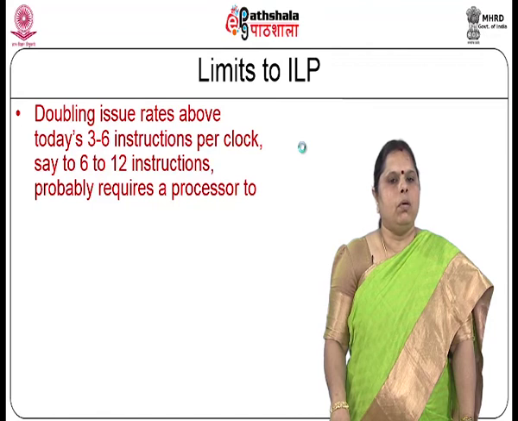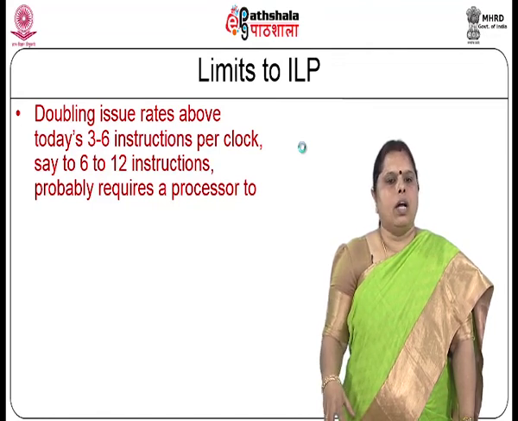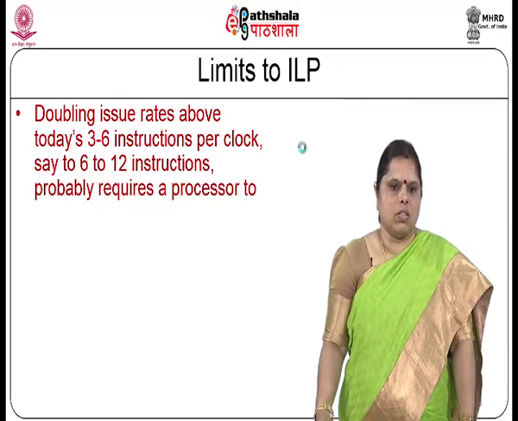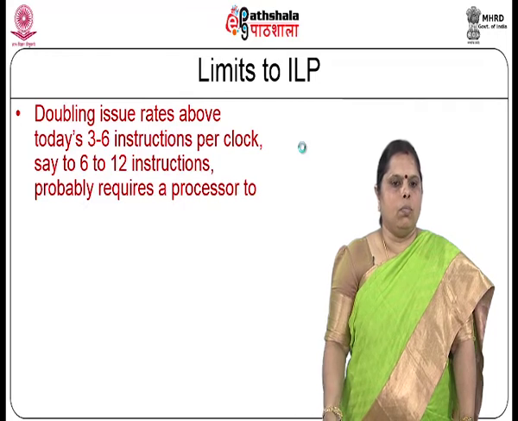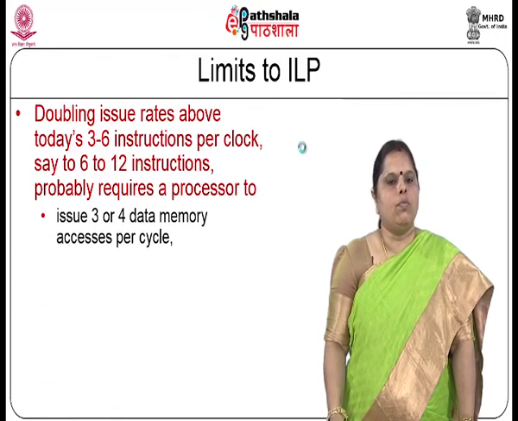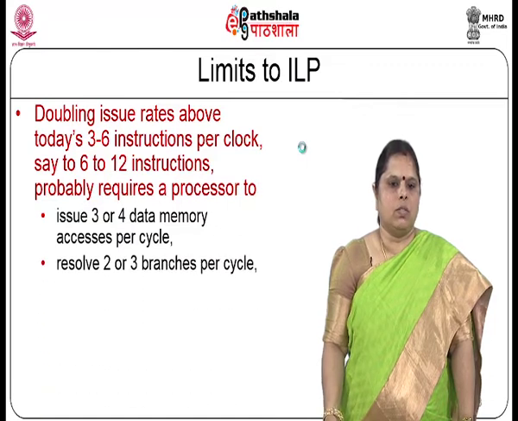For example, consider doubling the issue rates above what is available today. Instead of just 3 to 6 instructions per clock, even if you try to double it and go to 6 to 12 instructions per clock cycle, you may have to issue 3 or 4 memory operations, memory accesses per cycle.